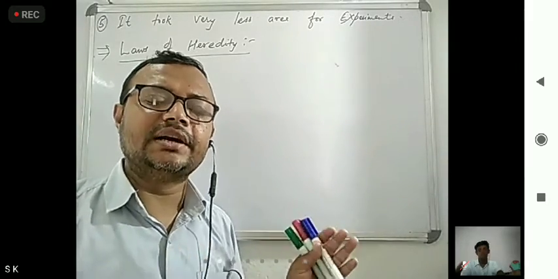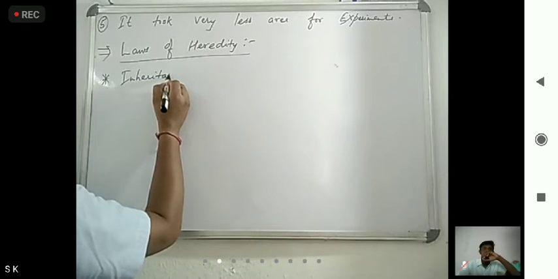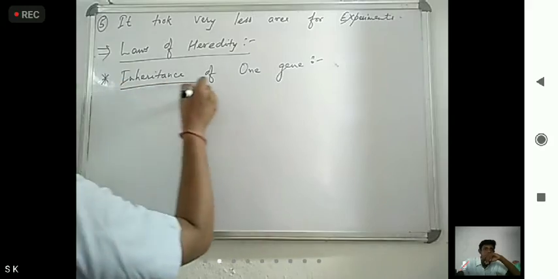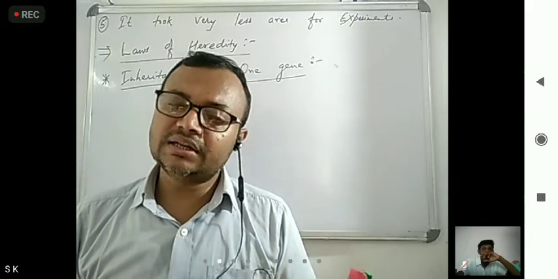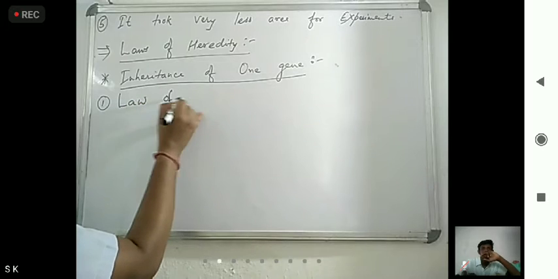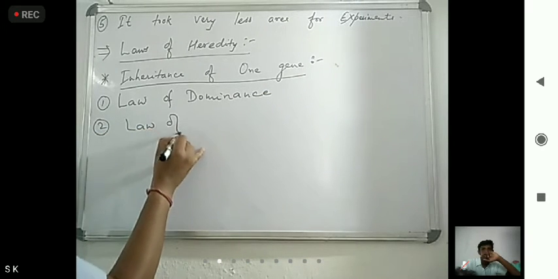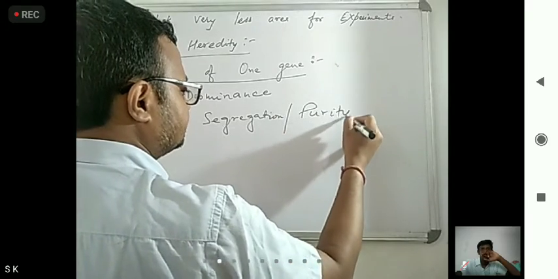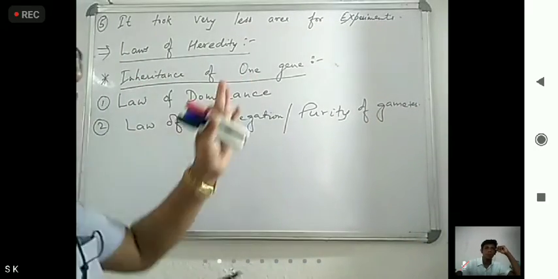First we will see inheritance of one gene. Under inheritance of one gene, two laws were there. One is the law of dominance, and another is the law of segregation, or purity of gametes. So these two laws came from inheritance of one gene.